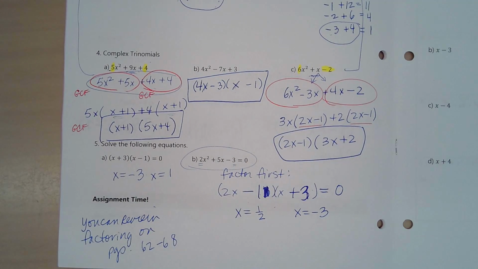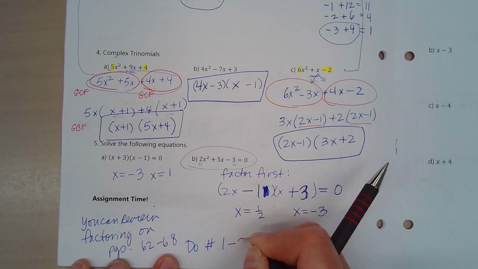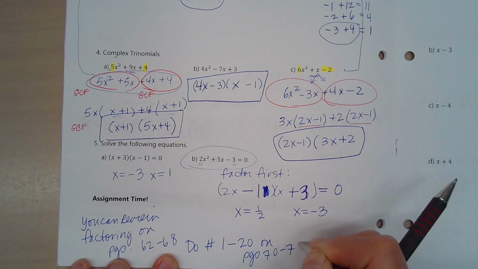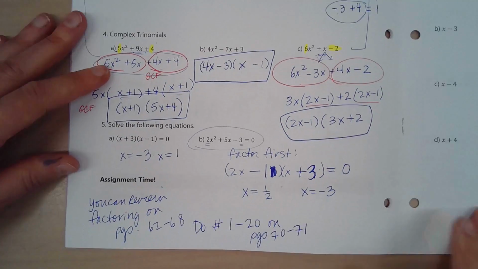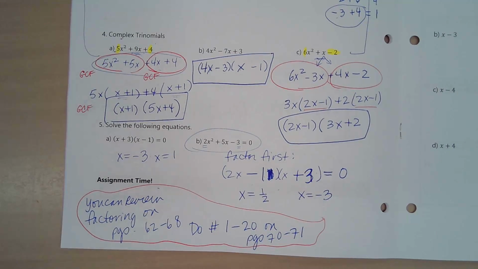And then I'll also assign for you, in addition to those, numbers 1 through 20 on page 70 to 71. Now, if you don't need any review on factoring, if you're solid on factoring, that's great. Then you don't have to do any review. But just throwing it out there that there is some extra work in there. But all that stuff is all fine. This stuff's all factoring, yeah.